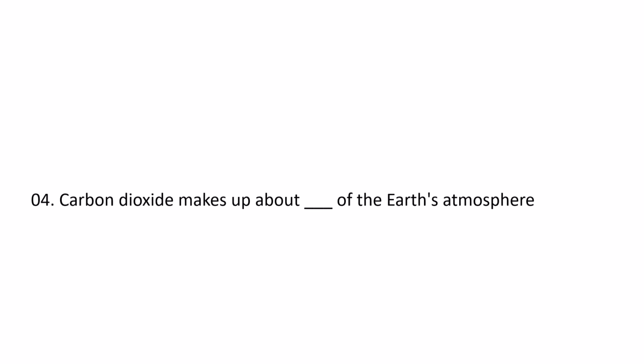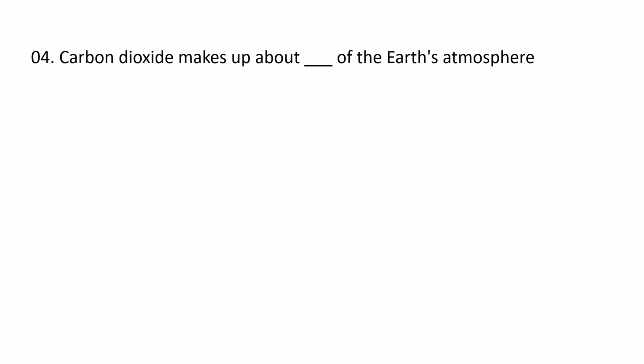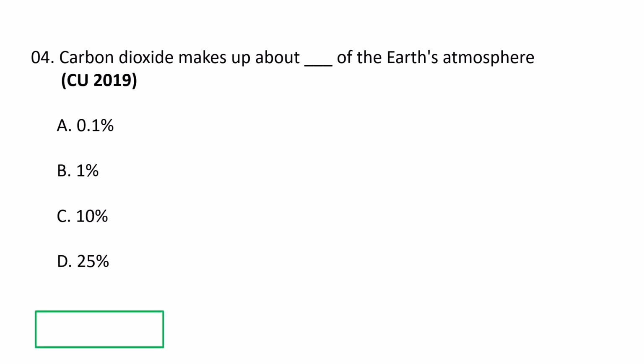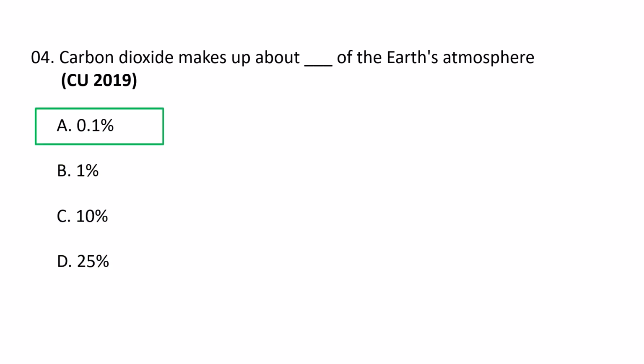Next question. Carbon dioxide makes up about how much percent of the Earth's atmosphere? A. 0.1%, B. 1%, C. 10%, and D. 25%. Carbon dioxide makes up about 0.1% of the Earth's atmosphere. Actually, carbon dioxide makes up about 0.04% of the atmosphere. So here from the choices, we have to pick the choice A, that is 0.1%.